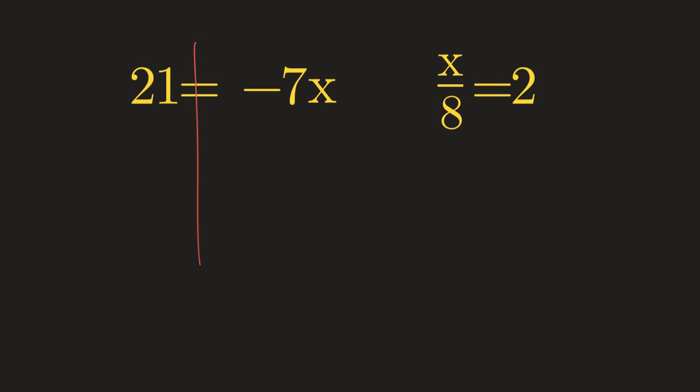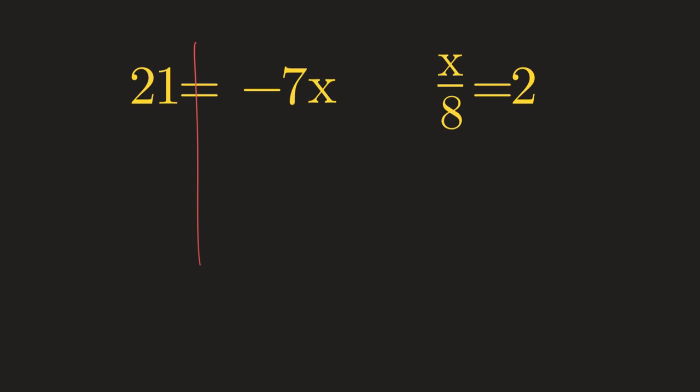What's on the left side? 21. What's on the right side? Negative 7x. Okay, so let me ask you this question. What's going on between the negative 7 and the x? Is that negative 7 plus x, minus x, times x, divided by x? It's times, right?